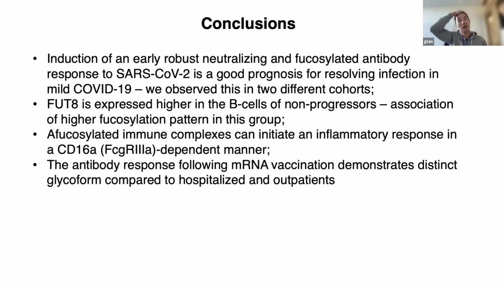As a conclusion to this part of the talk, we saw the induction of early, robust neutralizing antibody that is fucosylated, and that is a good prognosis for resolving infection in mild COVID. We observed this in 2 different cohorts. FUT8, an enzyme associated with fucosylating the Fc, is expressed higher in the B cells of non-progressors. These were found in the CD19 and plasmablast compartment, which is associated with the higher fucosylation pattern in the non-progressing group.